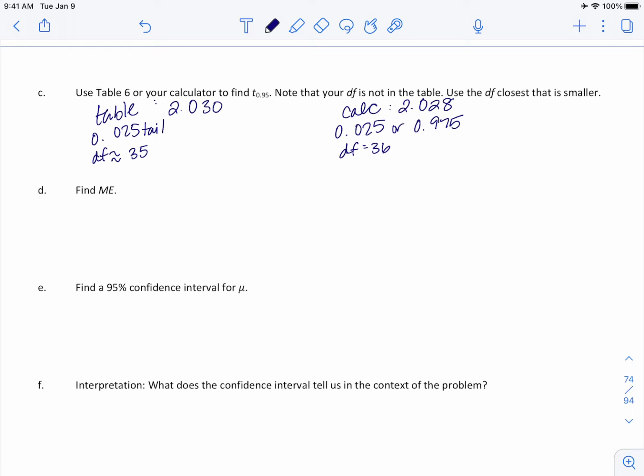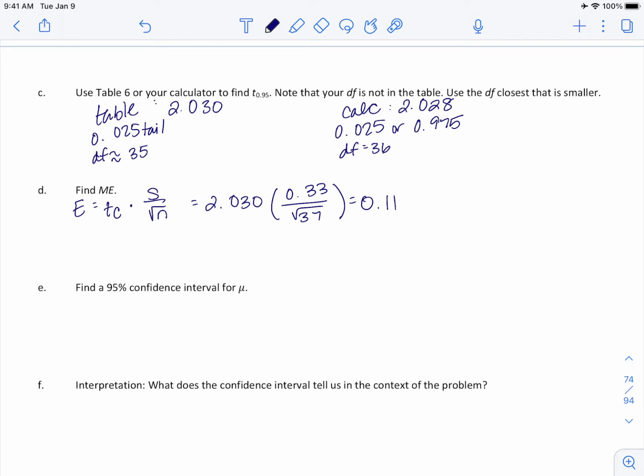Okay. So next we have to find the margin of error. So the margin of error formula is t c times s divided by square root of n. So I'll do this with the table value. So we have 2.030 times 0.33 divided by square root of 37. And this comes out to give us 0.11.